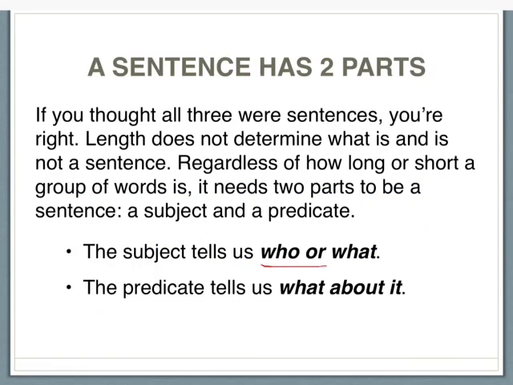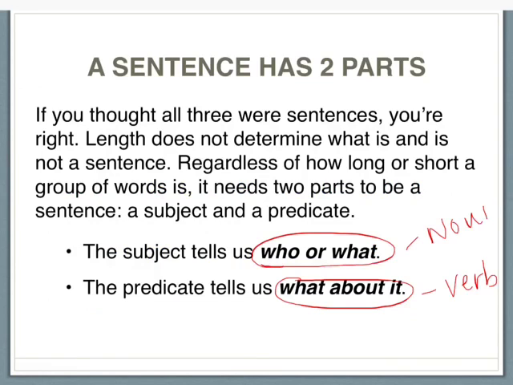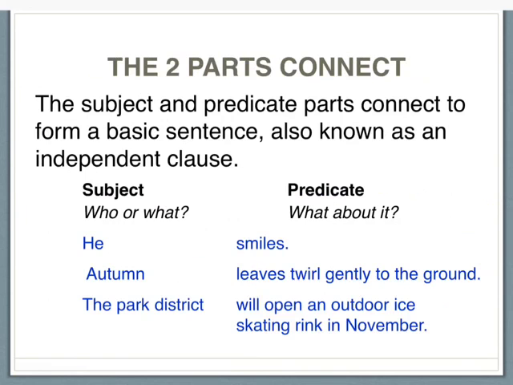The subject of the sentence tells us who or what. And then the predicate tells us what about it. And the predicate is just a fancy name for a verb. That's it. And a subject is a noun. So how do these two parts connect?